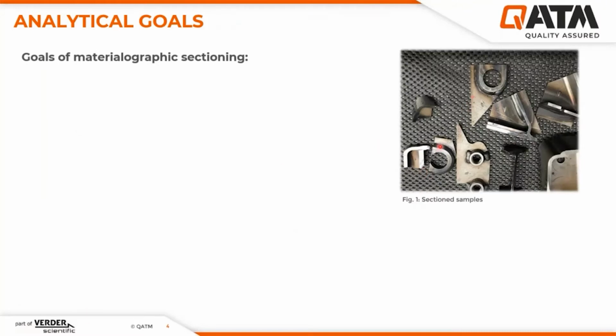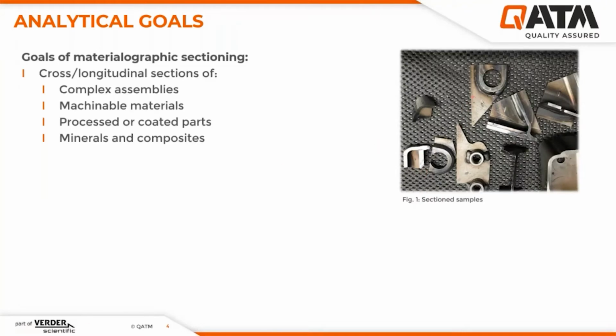Here we see some section samples, and of course we usually generate cross or longitudinal sections of either complex assemblies or parts of simple geometries such as round steels, for example. We also may work with processed or coated parts as well as natural products like minerals or other even organic samples like woods or polymers, as well as composites.